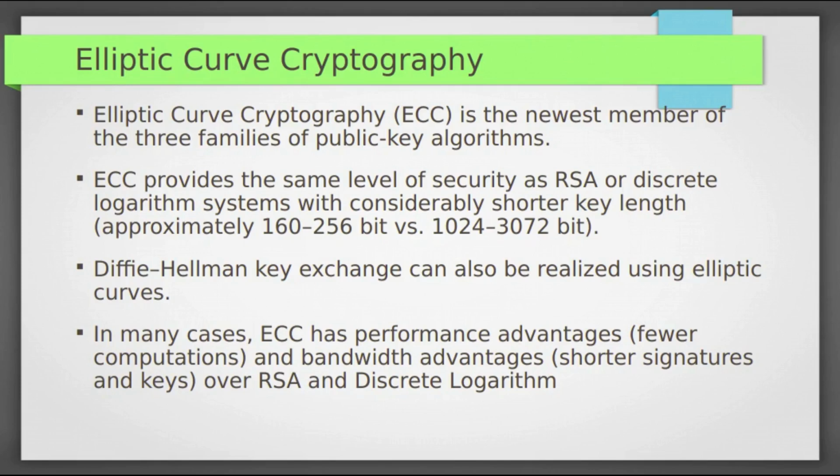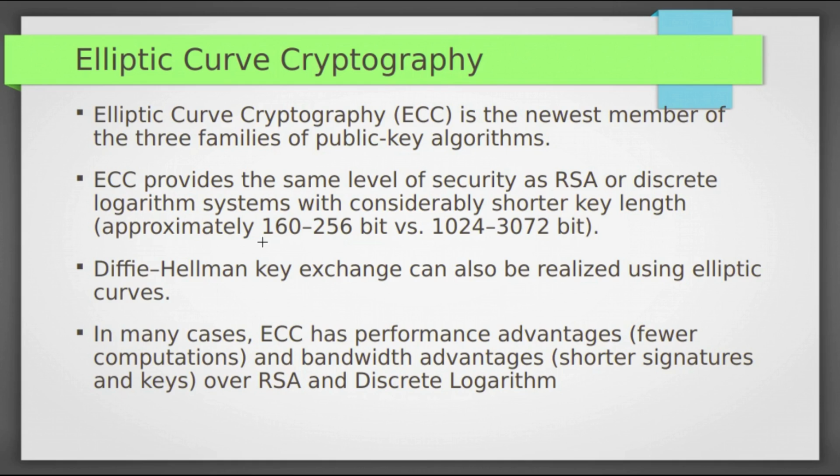In last class, we have seen Diffie-Hellman key exchange. Today, we will see elliptic curve cryptography. Elliptic curve cryptography is an approach to public key cryptography based on the algebraic structure of elliptic curves over finite fields. It is the newest member of the three families of public key algorithms. It allows smaller keys compared to RSA and Diffie-Hellman to provide equivalent security.